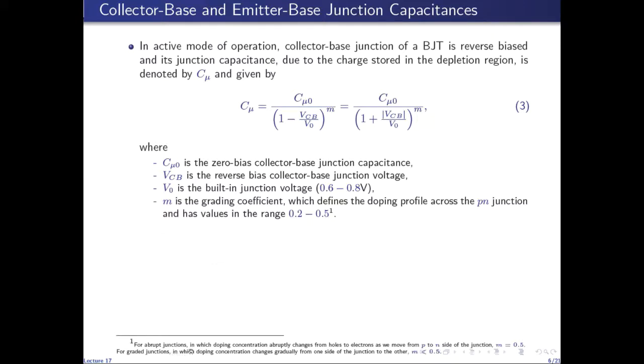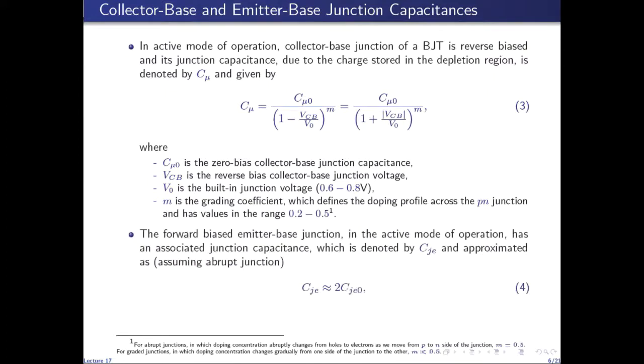So for abrupt junctions, that is the junctions for which the doping concentration abruptly changes from holes to electrons as we move across the junction from P to N side, such junctions are called abrupt junctions, and for abrupt junctions, the value of grading coefficient is 0.5. So typically for abrupt junctions, you will see in this expression a square root in the denominator because M is 0.5. For other types of junctions, which are called graded junctions, in which doping concentration changes gradually from one side of the junction to the other, M takes on values which are less than 0.5 and in this range.